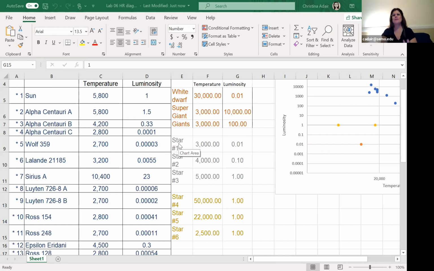Today for Lab 6, oh, I apologize for not being in my office. It's super hot in there. And so, yeah, I'm going to be a little more casual because I didn't want to sweat.